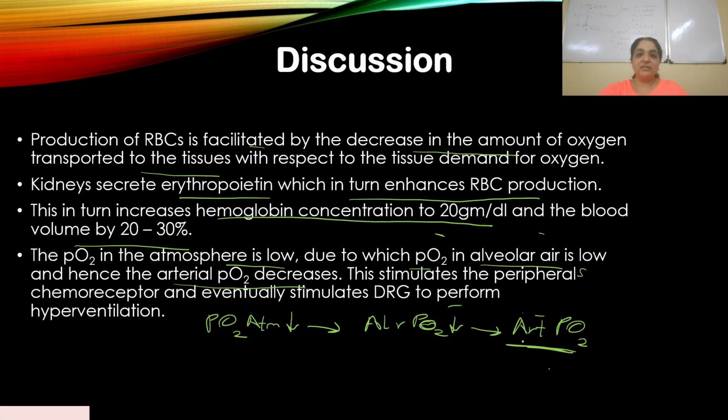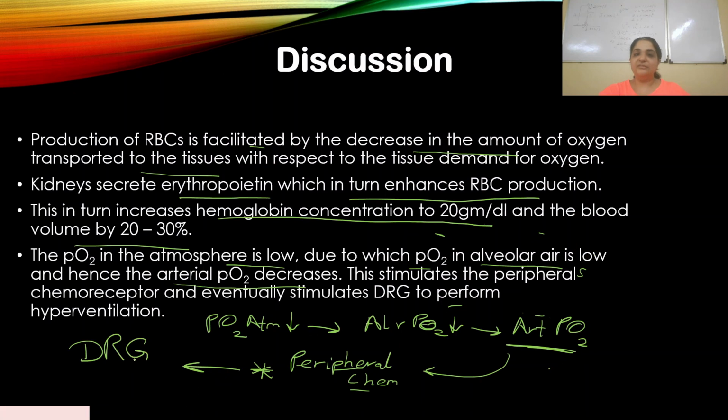If you watched my breathing and exchange of gases video, on neural and chemical regulation, what happens? It will stimulate the peripheral chemoreceptors, that is the aortic and carotid bodies. Guys, wake up, we have low PO2 in the arteries. We have low PO2 in the blood, so guys, wake up. So peripheral chemoreceptors get stimulated, and they stimulate the DRG to hyperventilate.